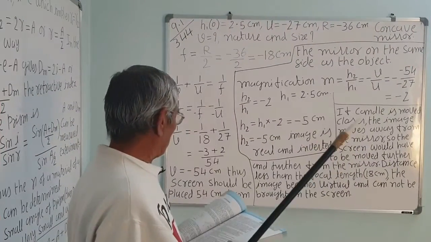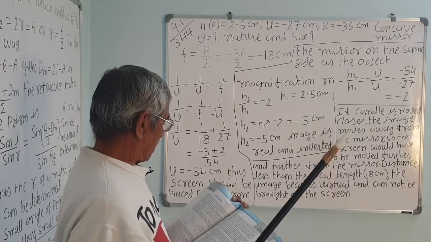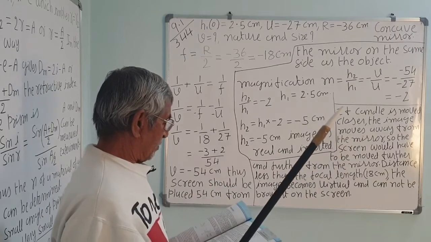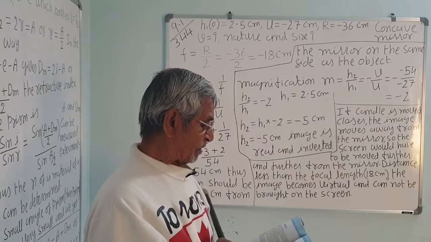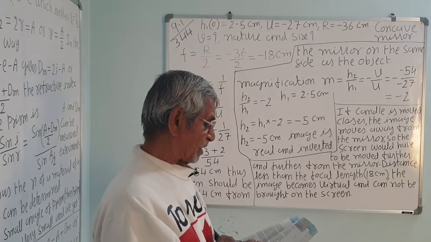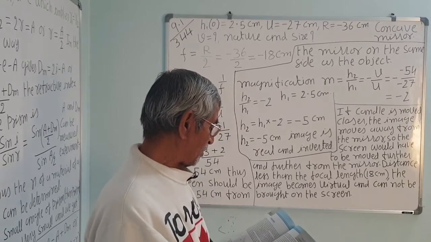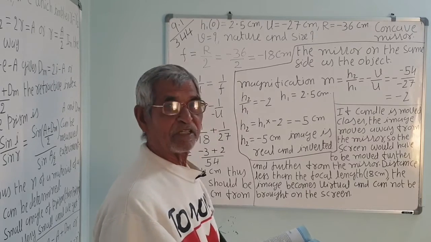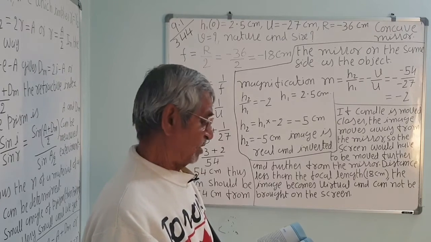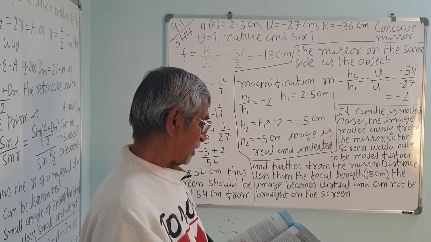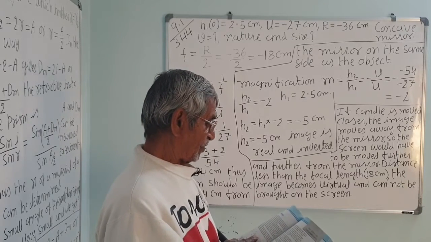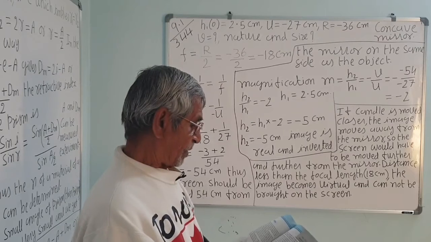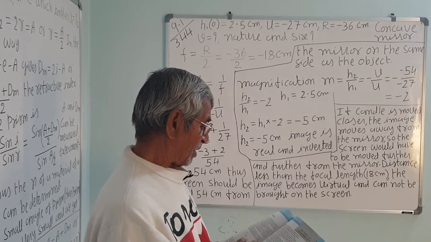On page number 344, exercise example. A small candle of 2.5 centimeter in size is placed at 27 centimeter in front of a concave mirror of radius of curvature 36 centimeter. What is the radius of curvature? 36 centimeter. Correct. What is the U? 27. And what is the size? H1 is 2.5 centimeter. They are in centimeter.